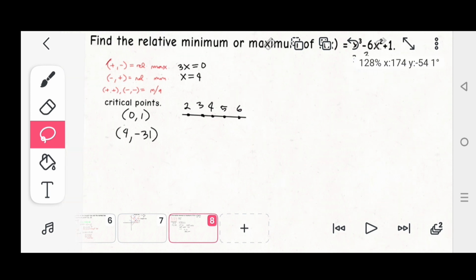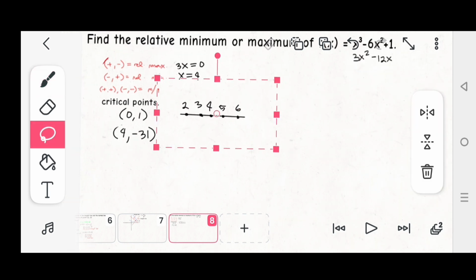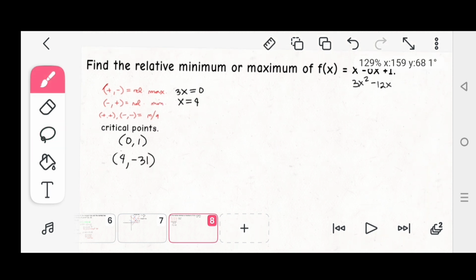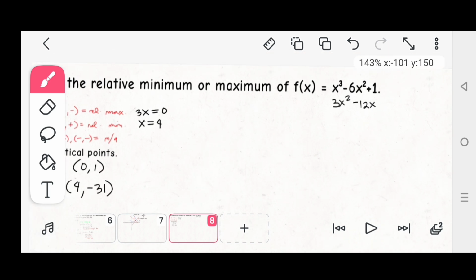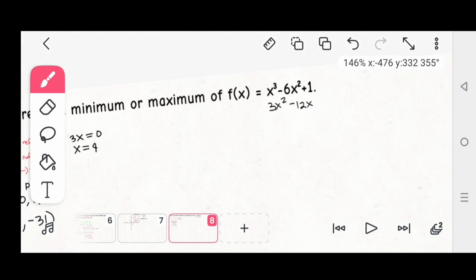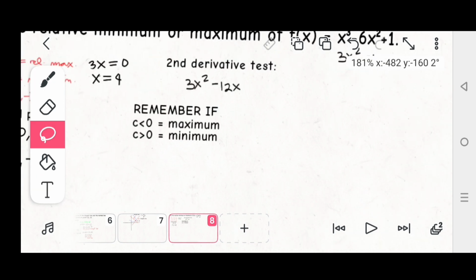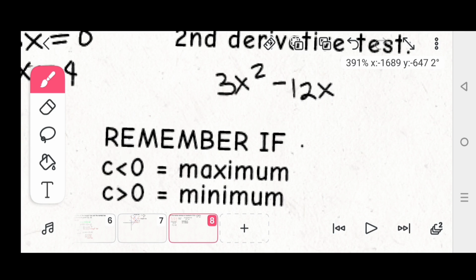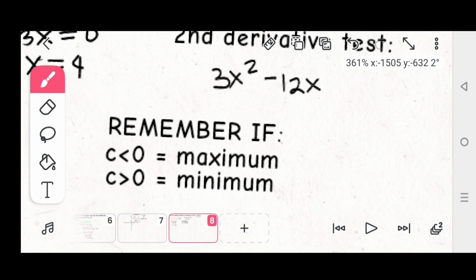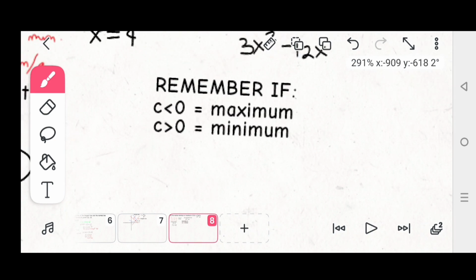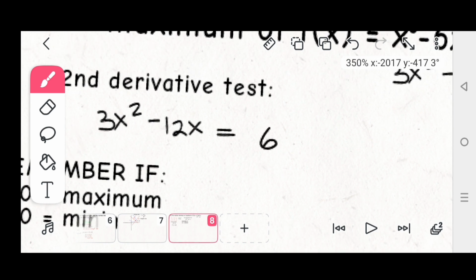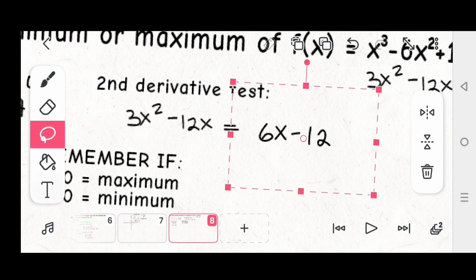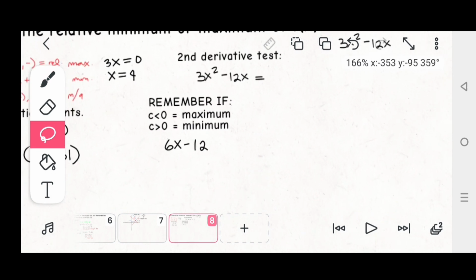We can also use the second derivative test to check. There are other methods. We just need to differentiate it twice. Take note that if the value is less than 0, then it is a maximum. Then if it is more than 0, then it is a minimum. Now let's differentiate this, which gives 6x minus 12. So this is the second derivative.